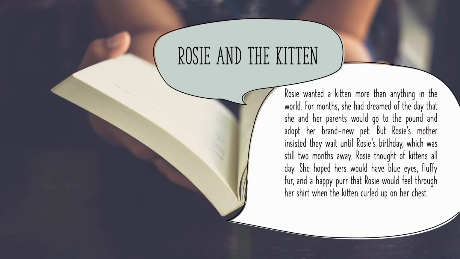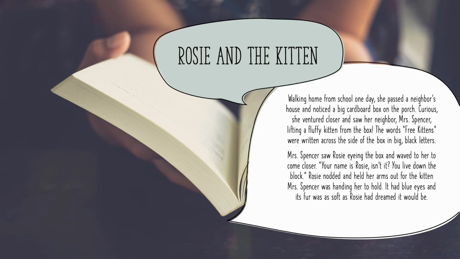Today we're going to read Rosie and the Kitten. Rosie wanted a kitten more than anything in the world. For months, she had dreamed of the day that she and her parents would go to the pound and adopt her brand new pet. But Rosie's mother insisted they wait until Rosie's birthday, which was still 2 months away. Rosie thought of kittens all day. She hoped hers would have blue eyes, fluffy fur, and a happy purr that Rosie would feel through her shirt when the kitten curled up on her chest.